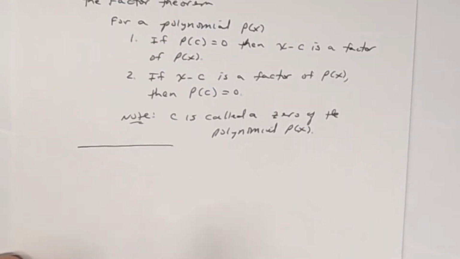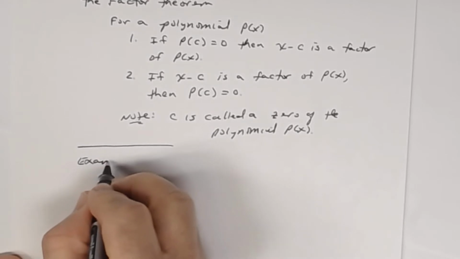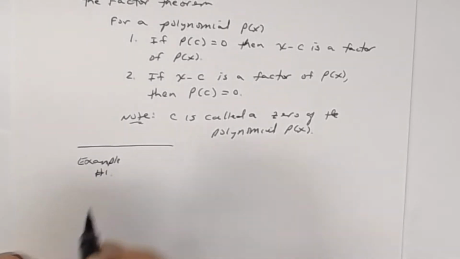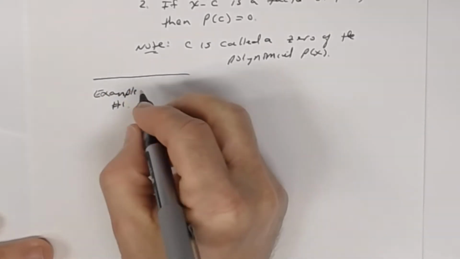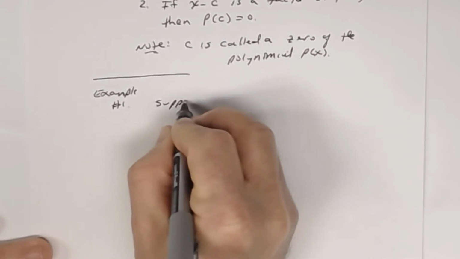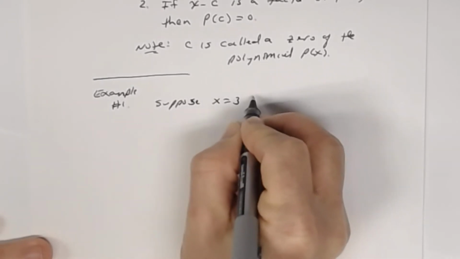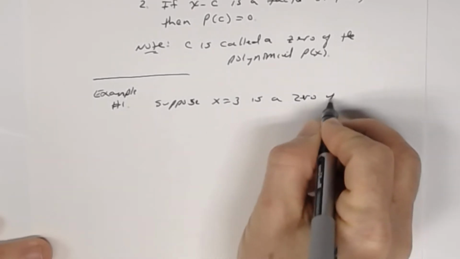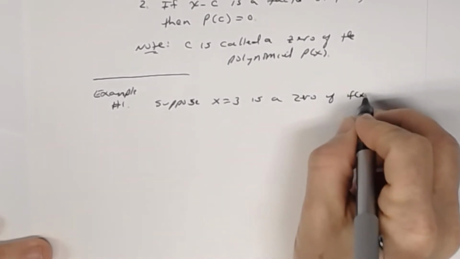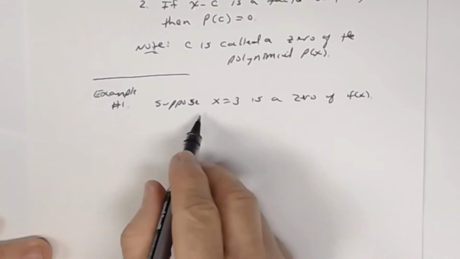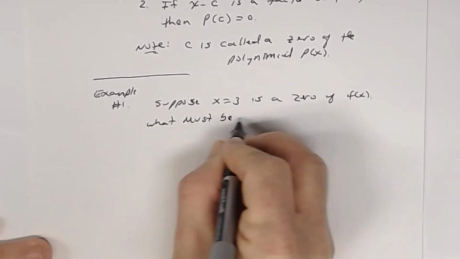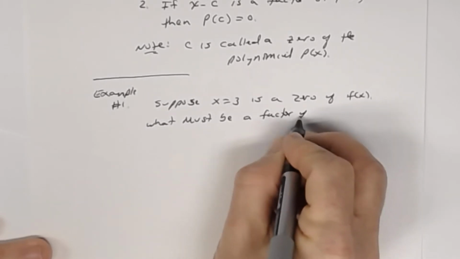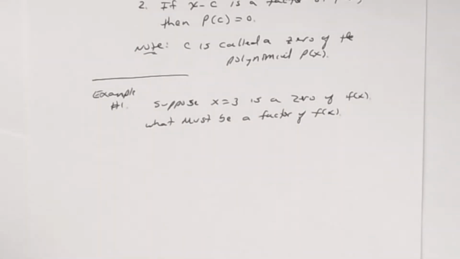Let's start off with some examples. Example 1. Okay, so let's say example 1 said this: suppose you were told that x equal 3 is a 0 of, let's say, f of x. Okay, so if x equal 3 is a 0 of f of x, then here's the question: what must be a factor of f of x?